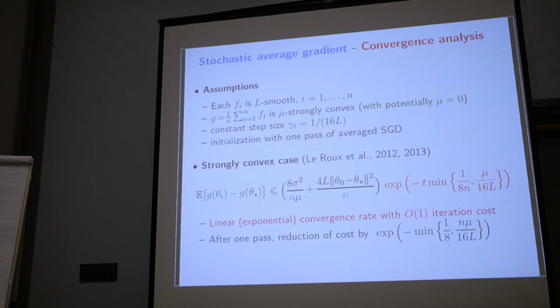So this is for each iteration. If you make n iterations, you have done an effective pass over the data. You have selected n functions, and after you make n iterations, you multiply this by n. So at the end, the expected cost reduction after a full pass over the data is the exponential of the minimum of 1 over 8 and mu over 16n.